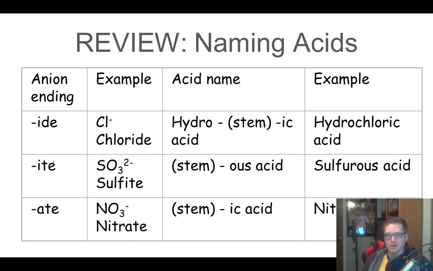Now, here's just a review on naming acids. We did this a couple of units ago, so maybe it's time to review. If your anion, that's your negative ion, ends in "ide," like chloride, Cl minus, then you add hydro, then the stem of the name, and then ic acid. So HCl would be hydro, the stem chlor, and ic acid: hydrochloric acid. If your anion ends in "ite," like sulfite, you don't put anything in the front, so it's just the stem, sulfur, then add ous, and acid. So this would be sulfurous acid.